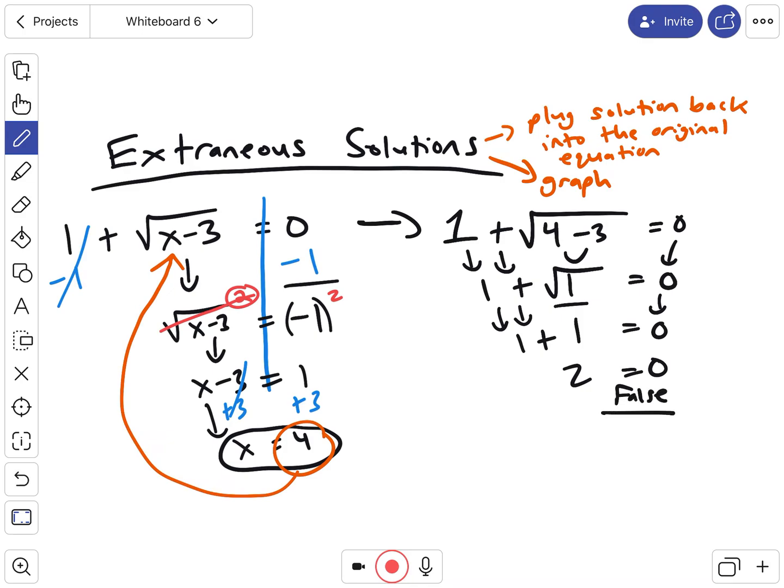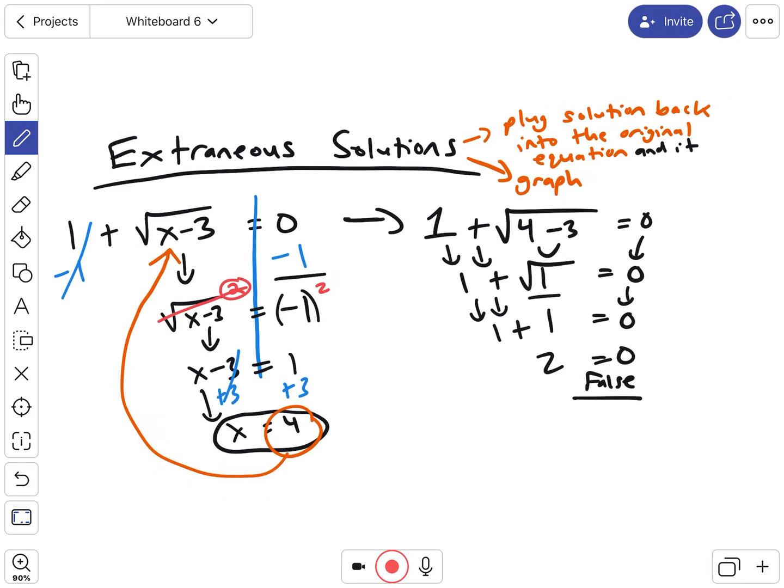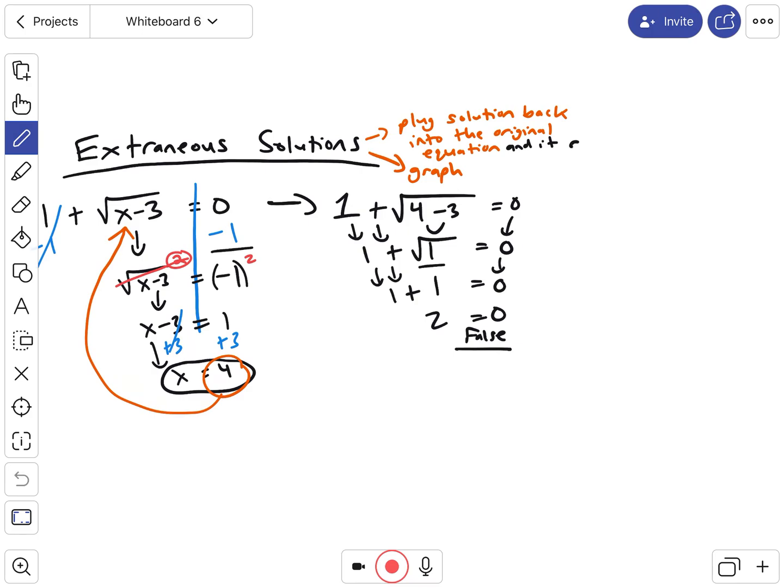So if you plug it back into the original equation and it doesn't make the equation true, that is an extraneous solution. Okay, so this here is an extraneous solution.